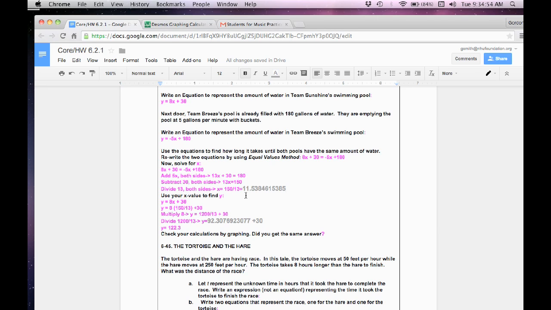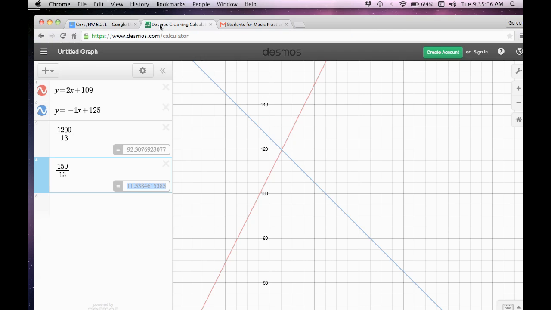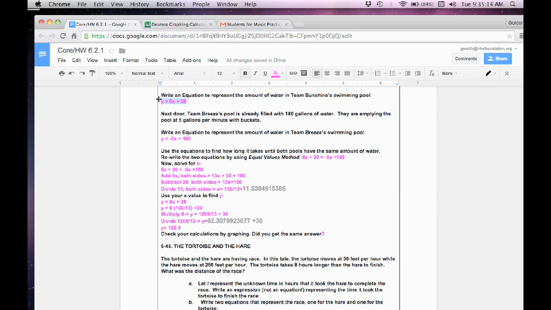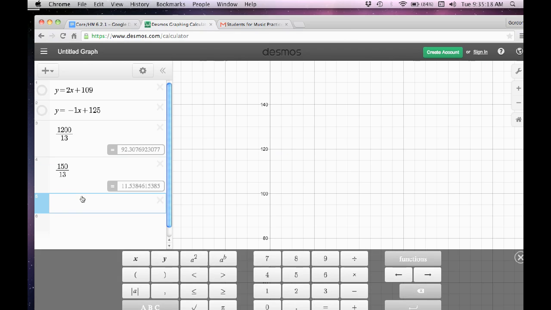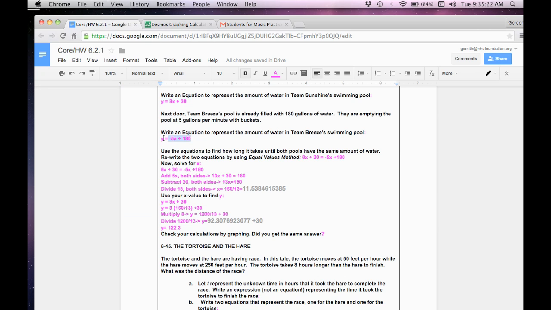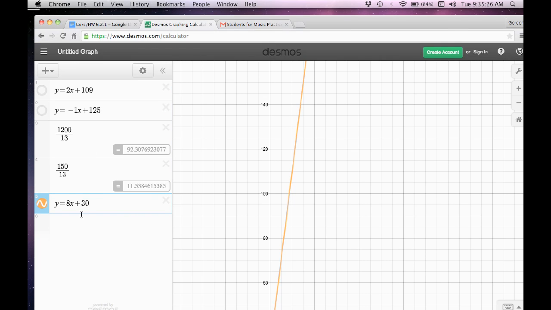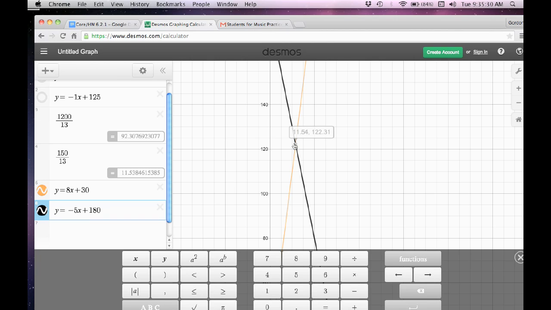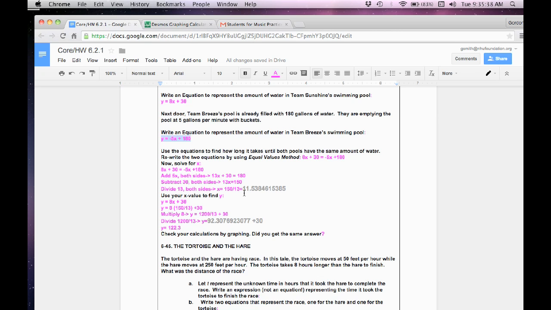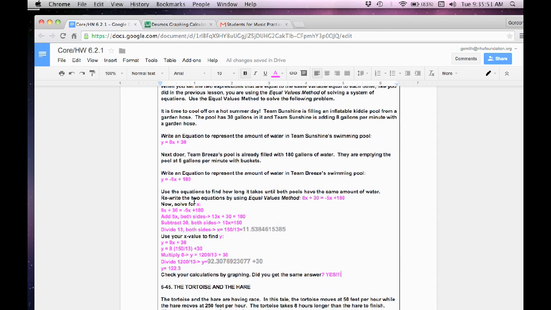Okay, so in other words, we're expecting to get 11.5 comma 122.3 if we graph both of our equations, which we have the first one here and the second one here. So we'll go back to Desmos. We'll deselect these. We don't want to get confused. And our first equation is y equals 8x plus 30. And our second equation is y equals negative 5x plus 180. So when we graph them, we find their intersection. We see 11.54 and 122.31. Nice. Did we get the same answer? Yes, woohoo! All right, so that does it for this lesson, and we'll stop right there for this video.